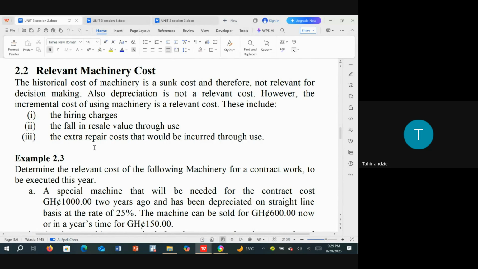Okay, so these are the three main areas. Note that the historical cost of the asset is irrelevant. The depreciation charge on this asset is relevant. But if the asset is hired specifically for a particular product, then the hiring charge is relevant. However, you must differentiate between this hiring we are talking about and hire purchase. If you hire a machine on hire purchase, the charges are not the rental charges. It's a different thing. Okay, so take note.